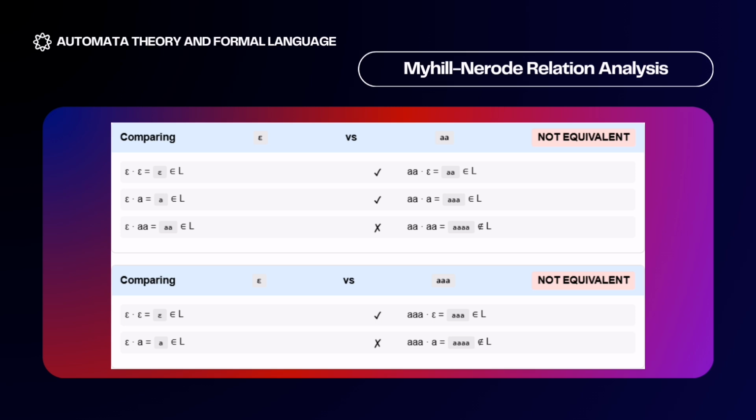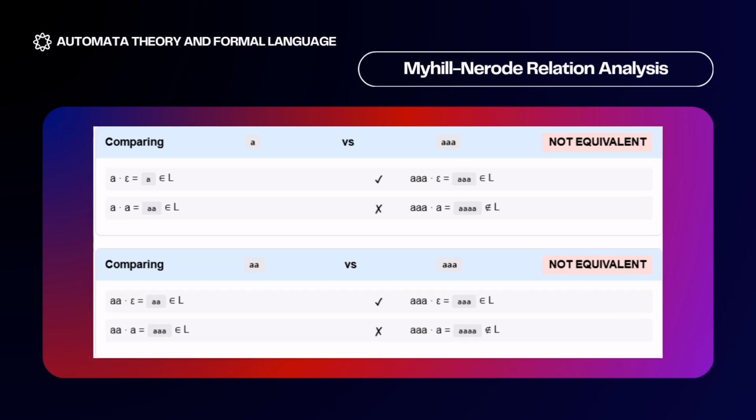Let's try the third one. Is epsilon equivalent with triple A? Let's try adding A as our ending z. So epsilon followed by A is A. Is A in our language? Yes. Triple A followed by A is quadruple A. Is quadruple A in our language? No. So again, epsilon and triple A are not equivalent.